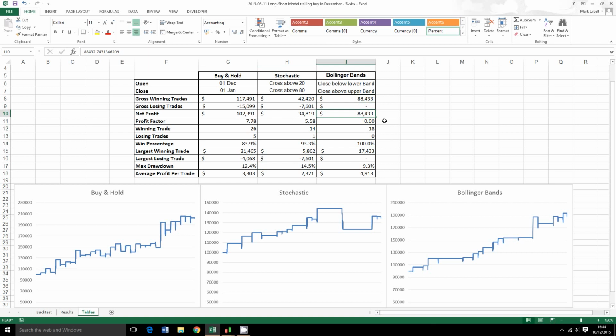So again, very encouraging. Our drawdown as well is the lowest of the three at 9.3%, and our average profit per trade is the highest of the three. So again, very encouraging results. The one downside I would say to both of these, and even potentially all three of the strategies, is that they're not trading very frequently.